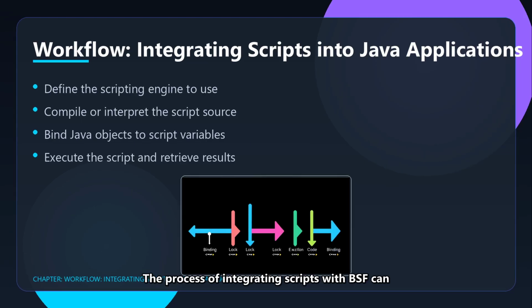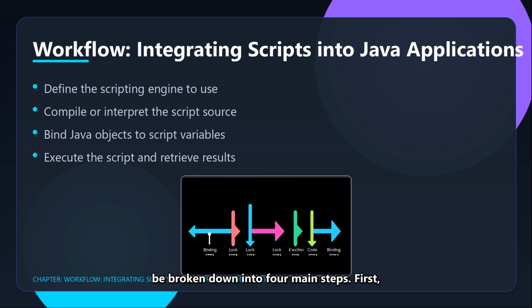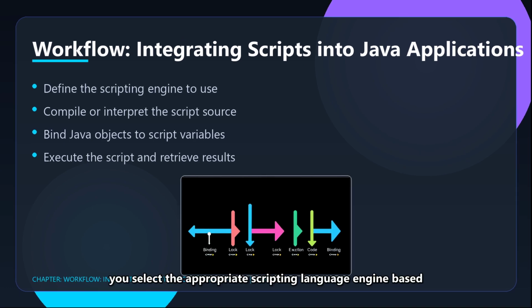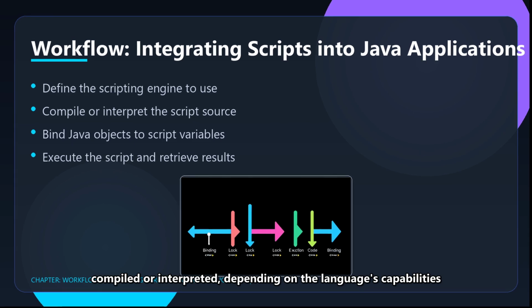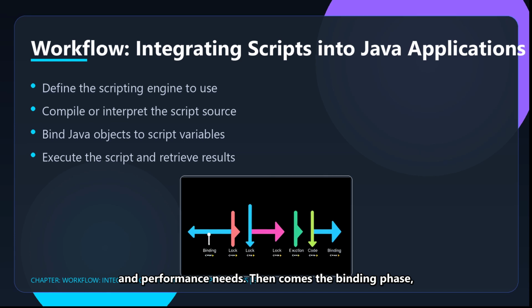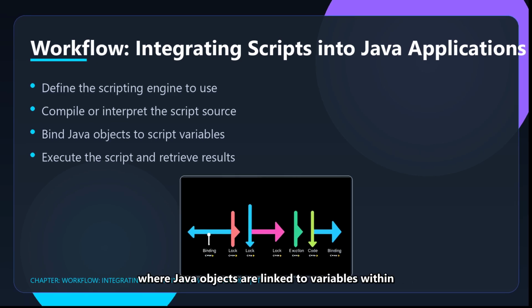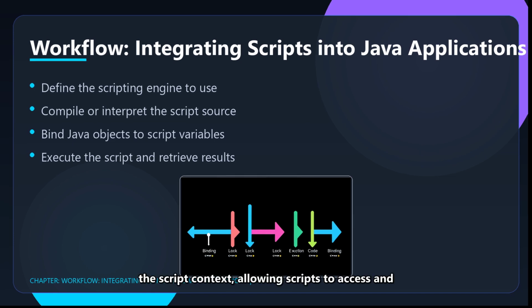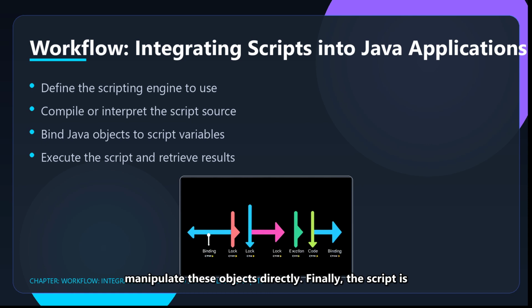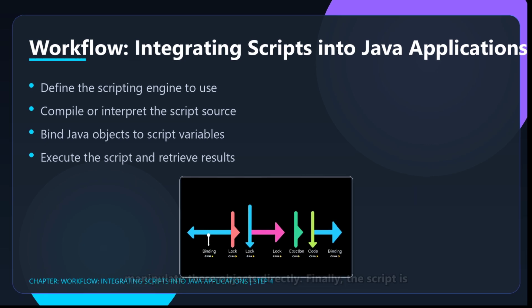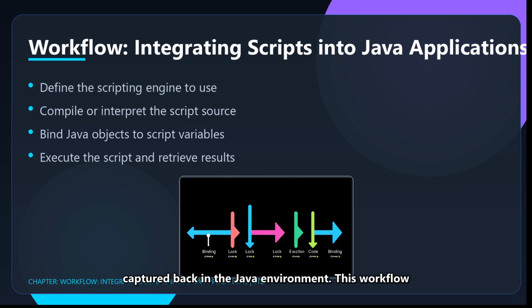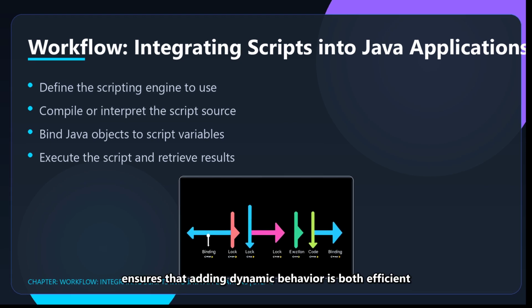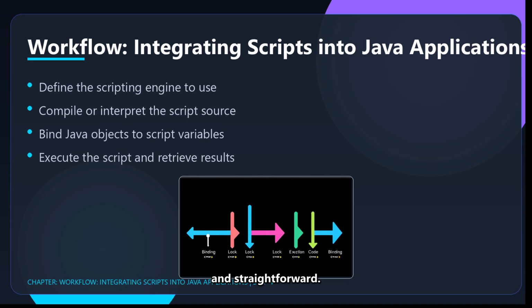The process of integrating scripts with BSF can be broken down into four main steps. First, you select the appropriate scripting language engine based on your requirements. Next, the script is either compiled or interpreted, depending on the language's capabilities and performance needs. Then comes the binding phase, where Java objects are linked to variables within the script context, allowing scripts to access and manipulate these objects directly. Finally, the script is executed, and any results or side effects are captured back in the Java environment. This workflow ensures that adding dynamic behavior is both efficient and straightforward.